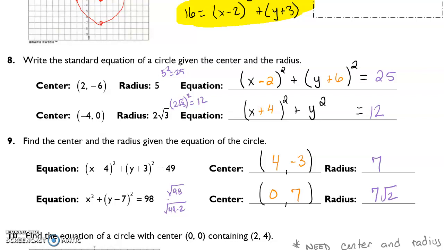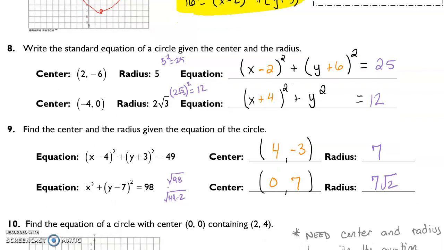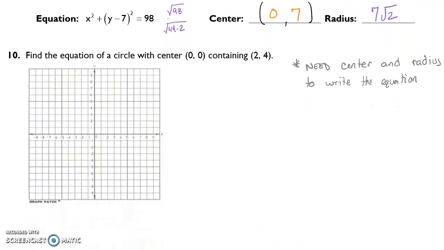And for numbers 10, 11, and 12, we are going to do a little bit of graphing and equations. So, if we are finding the equation of a circle with a center at (0, 0) that contains the ordered pair (2, 4), we don't know the radius here. The radius is going to be represented by this distance. In order to write the equation, we need the center, which we have, but we also need the radius, which we don't have. This is where the distance formula is going to play a big role. That distance formula is your radius, the distance between these 2 points.